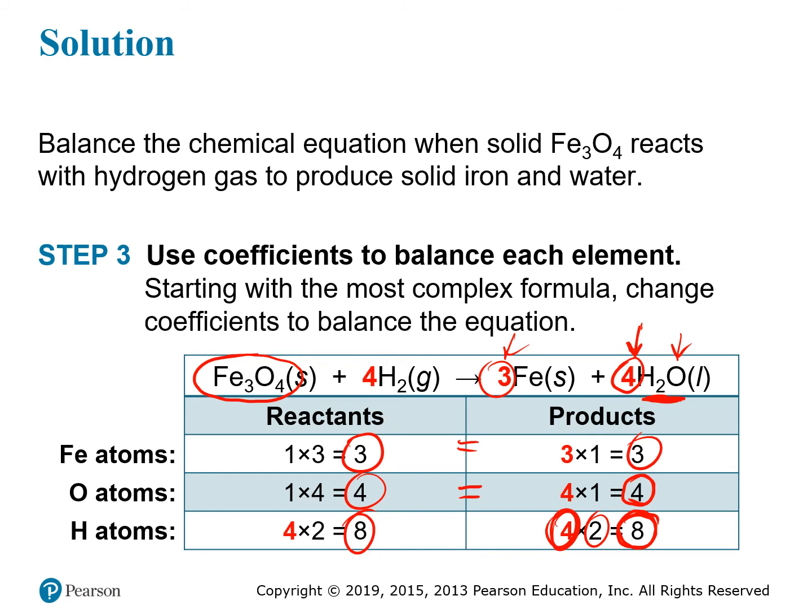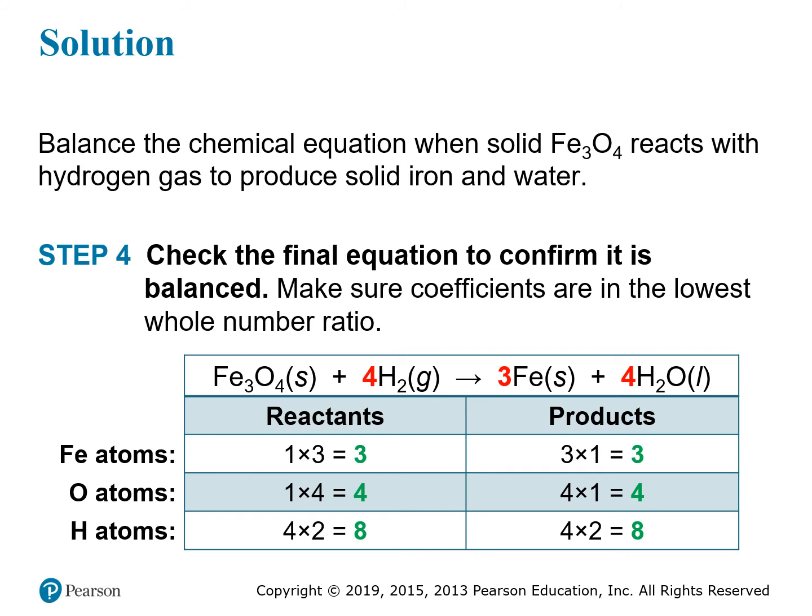Okay? So again, the tip is to start with the most complex formula. The sort of other side of that is end with the simplest formula. So if you have a formula that's just one element by itself, it's often easiest to leave that until the end, because you can then add coefficients in front of that without throwing off anything else. Okay?